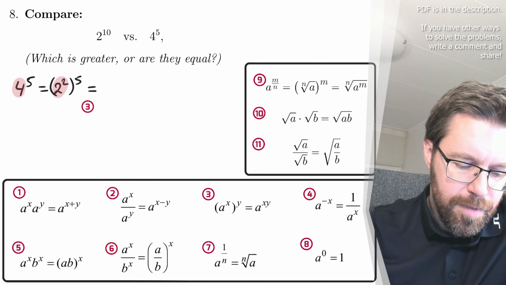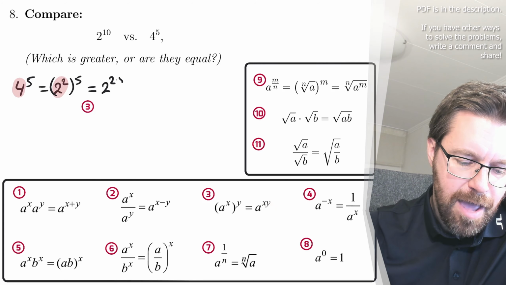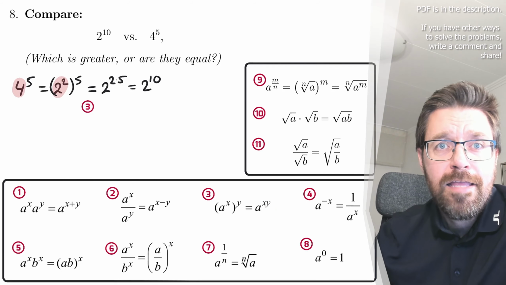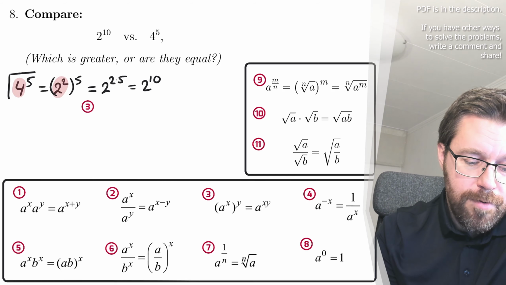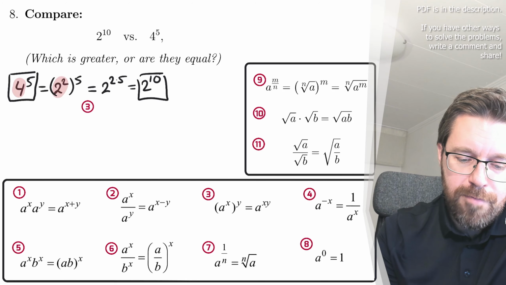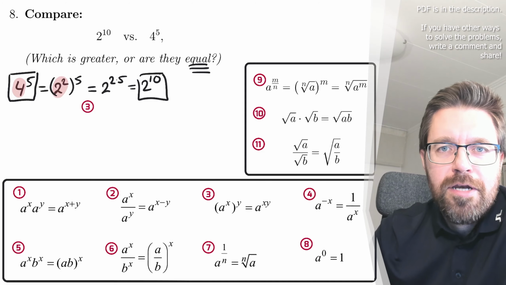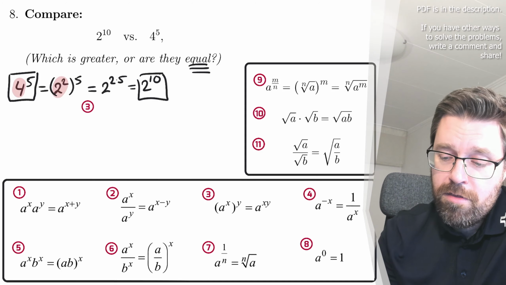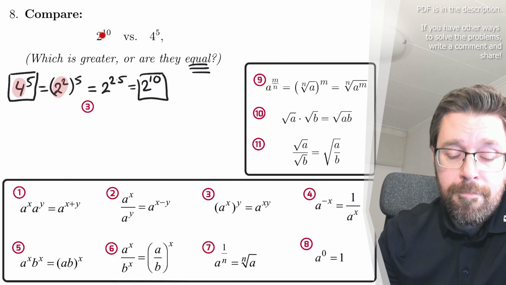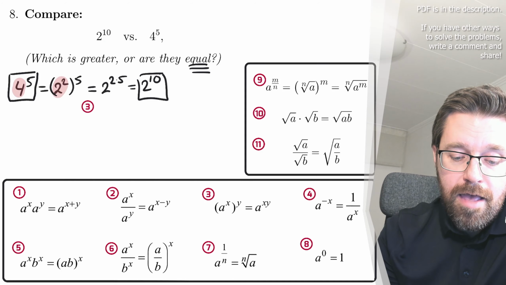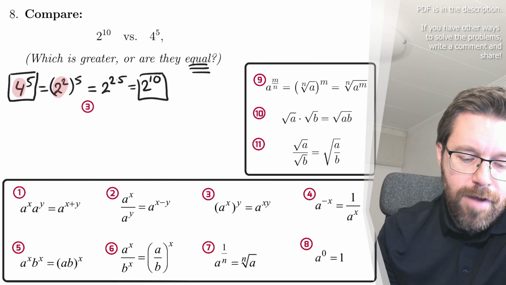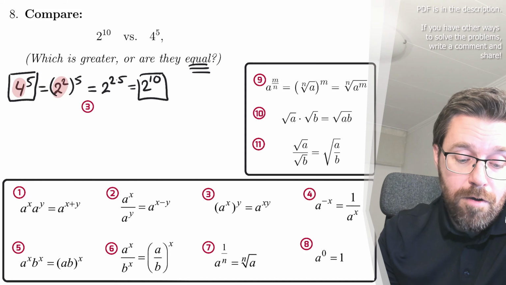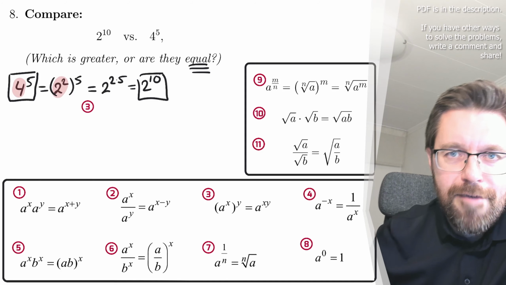So it will become 2 raised to the power of 2 times 5, and it equals 2 raised to the power of 10. And then we see that 4 raised to the power of 5 equals 2 raised to the power of 10. So these expressions are equal to each other. And you can, of course, start with 2 raised to the power of 10, rewrite the 10 as 2 times 5, and rewrite it like this, and then the power of the base 4. So you can go from left to right or right to left.